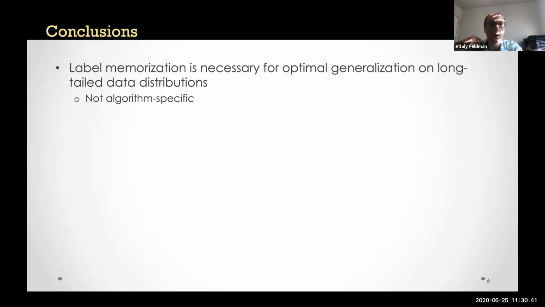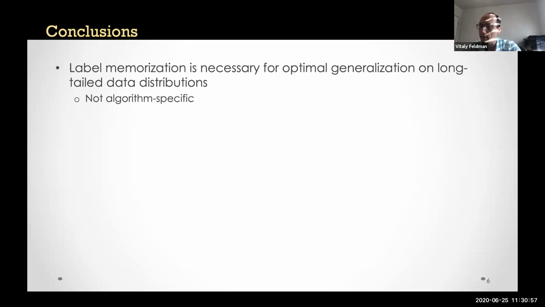So to conclude, this work shows that label memorization is necessary for achieving close to optimal generalization whenever the data distribution is long tail, and many natural distributions are long tail.